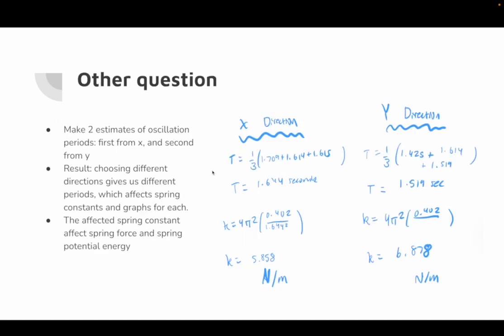So the other question was to make 2 estimates of oscillation periods, first from x and the second from y. So here I have my calculation for the x direction, and here's my calculation for the y. So I found the periods in both and divided by 3 to get an average. And then I used the same formula from before to find the spring constant, and I got 2 different spring constants for each direction. So choosing different directions gives us different periods, which affects the spring constants and the graphs for each. And the affected spring constant will also affect spring force and potential energy.